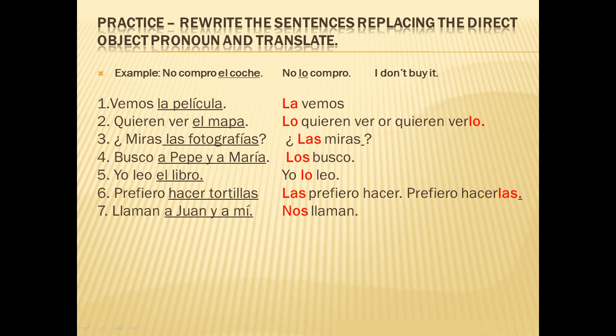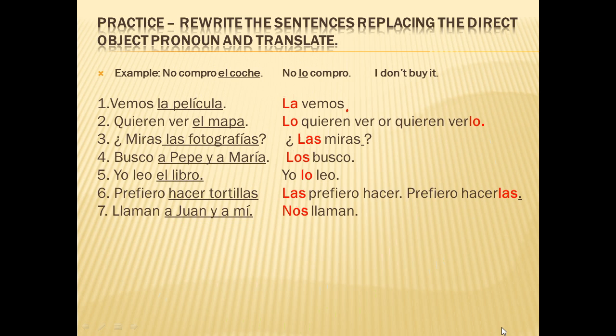Now that you're back, let's see what you have. A lot of the times color coding helps because you can really see where it is. So number one, vemos la película, la vemos. I'm missing that period right there. Sorry about that. And that's we see it. Number two, quieren ver el mapa, lo quieren ver or quieren verlo, doesn't matter. So it could be they or you, plural. You want to see it, whatever, and it is the map.